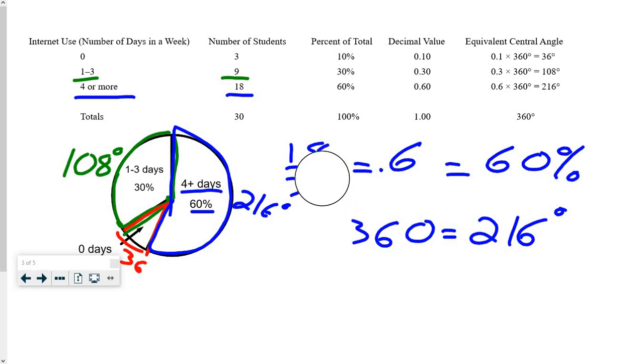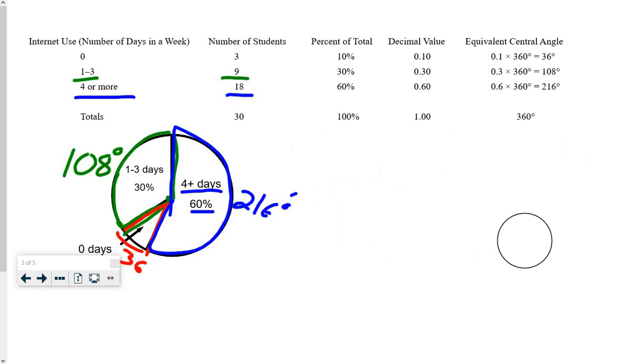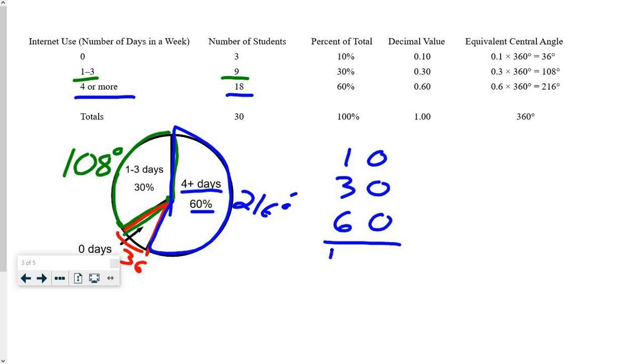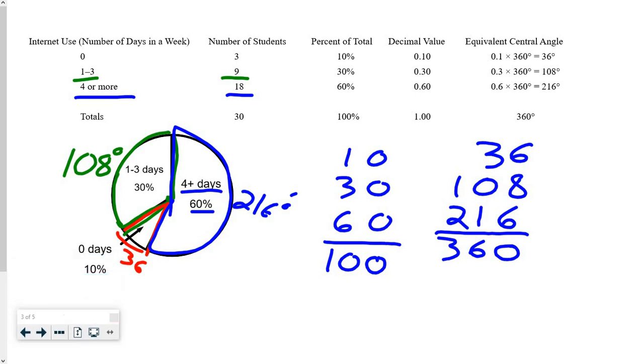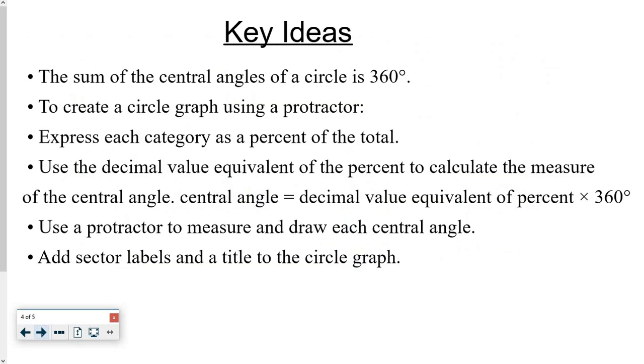When we add up all of the percents as well as the degrees, it's 10% plus 30% plus 60%, and that equals 100%. If we want to double check and add up 36 plus 108 plus 216, that equals 360 degrees. So 360 degrees is a full circle, which means we have all the information. 100% is 100%, so that means we have all the information accounted for, and our circle graph is complete.